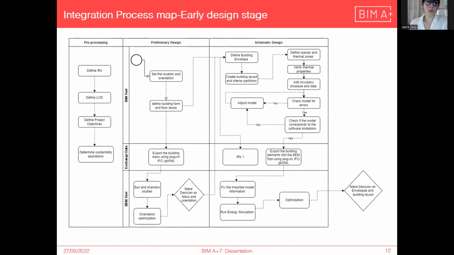So the first process map is actually adapted specifically to early design stage, and it starts with the most important part, the pre-processing, where designers should identify and define the information requirements, the LOD, the project objectives, and all the sustainability aspirations. And these steps would help the designer to make decisions for the future. And as you see here, most of the work is done on the BIM authoring tool. In my case, I used Revit.